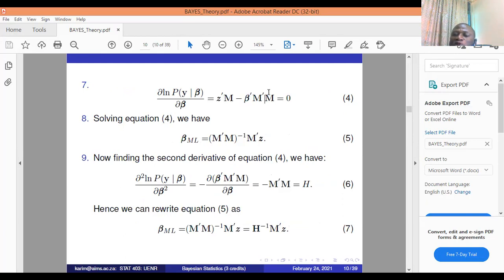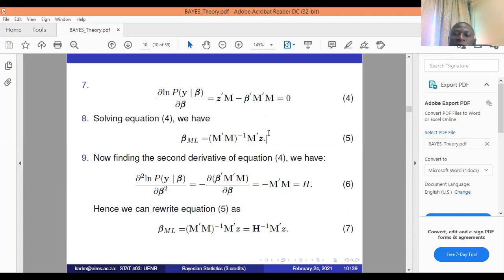If you equate that to 0 and solve for beta, what that simply means is that we are just taking the whole of this to the other side of the equal sign. Therefore, beta is just going to be equal to the inverse of M transpose M, and that is why we have beta equals M transpose M inverse, multiplied by M transpose Z.